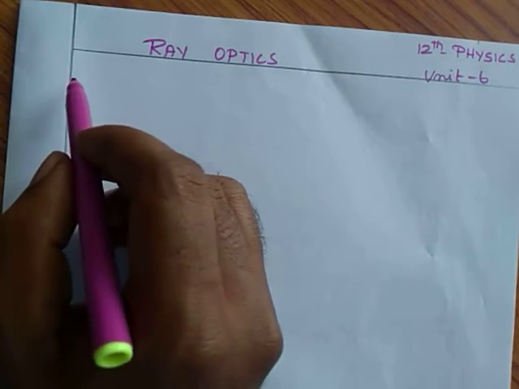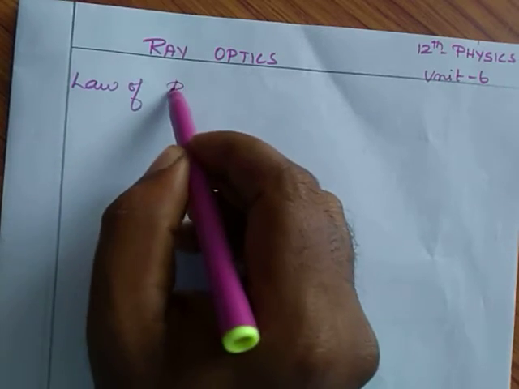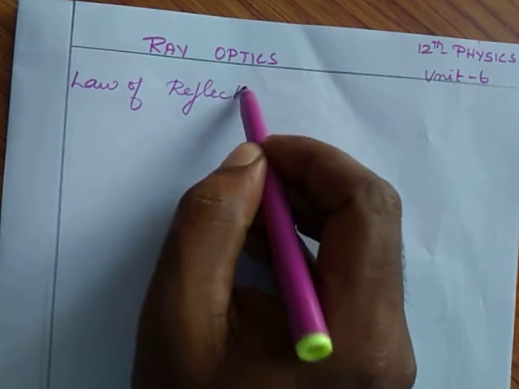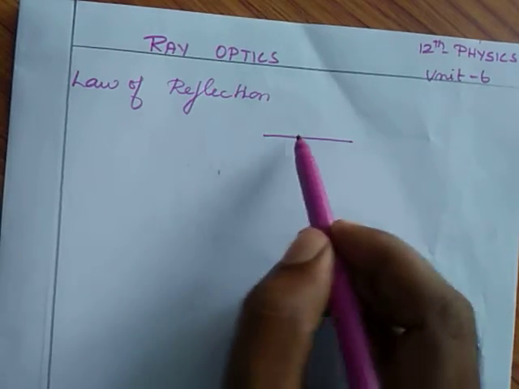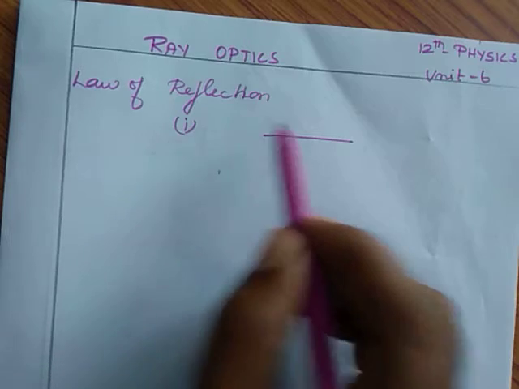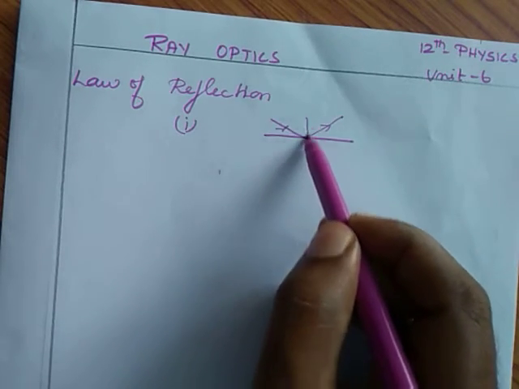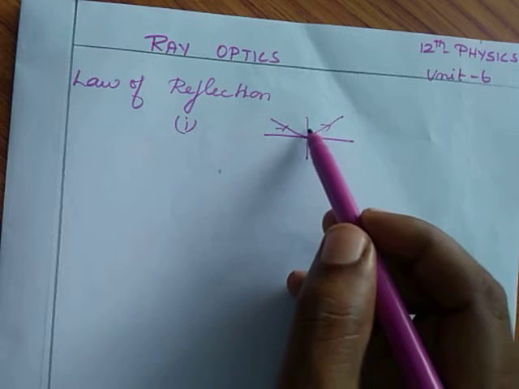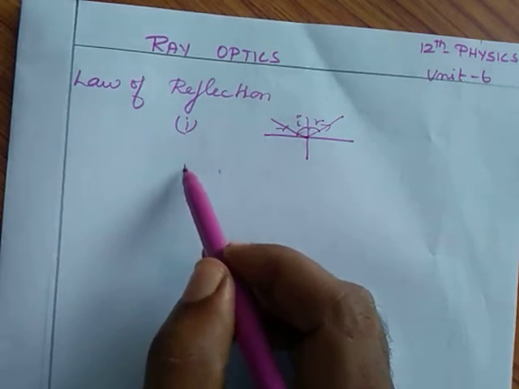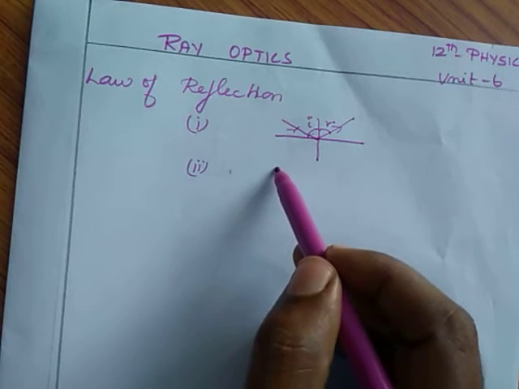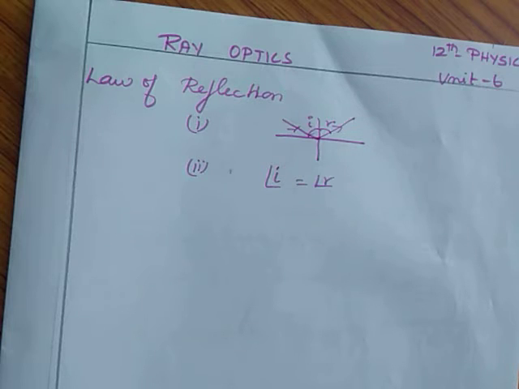First of all, let me see the law of reflection. We know the first law, that is the incident ray, the reflected ray and the normal all lie in the same plane. This is angle of incidence i, this is angle of reflection r. That is the second law, angle of incidence is equal to angle of reflection. Okay, this is the law of reflection.